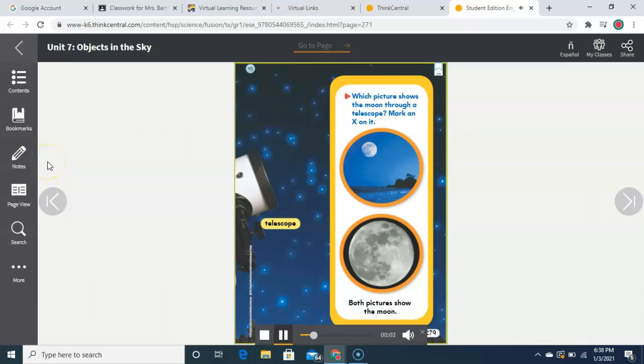Telescope. Which picture shows the moon through a telescope? Mark an X on it. Both pictures show the moon. All right, so both these pictures show the moon. But remember, this part of the telescope right here has a glass magnifying glass on it. And that is what's going to make everything look really, really big. So this picture is what the moon would look like if it was up close. So we're going to draw an X on that one.